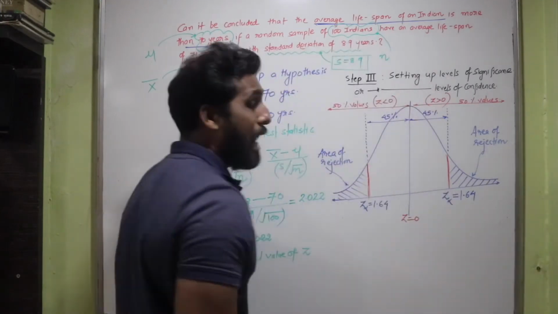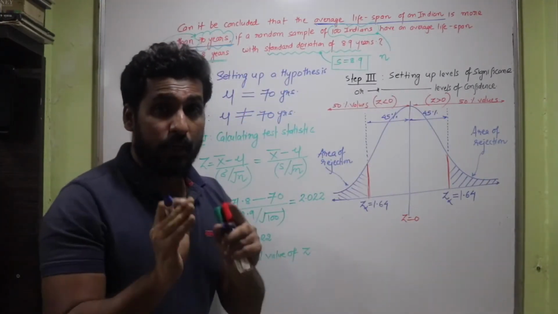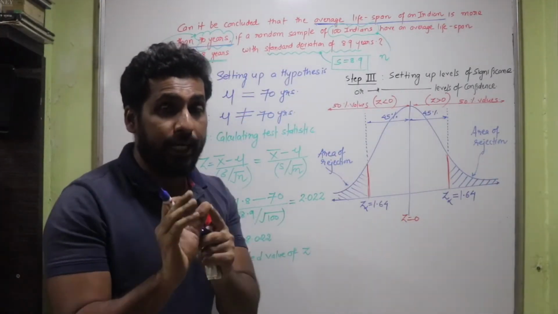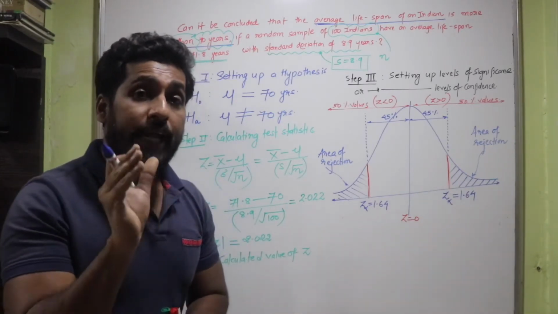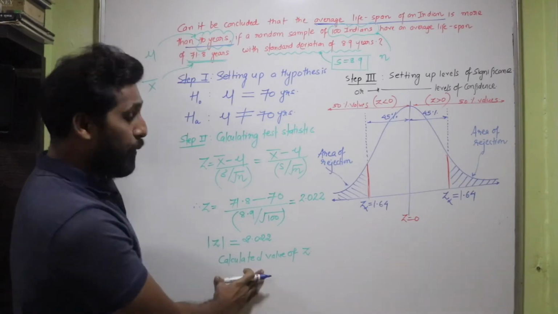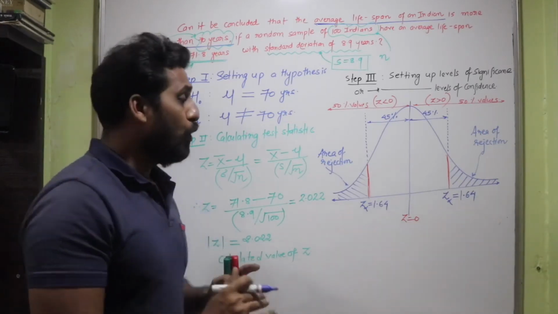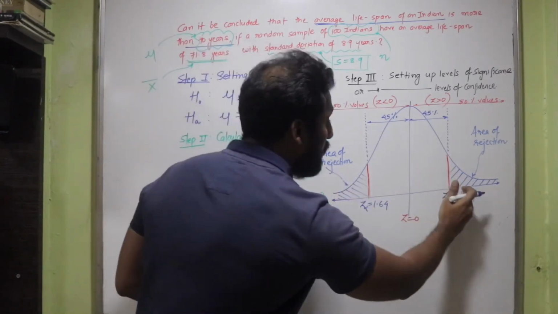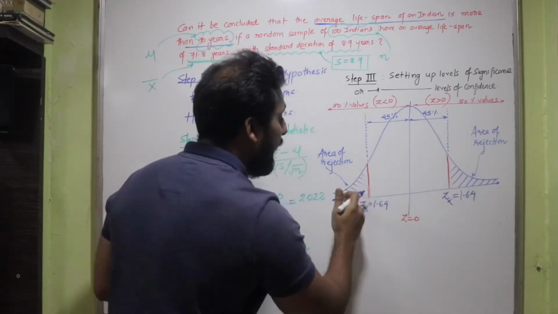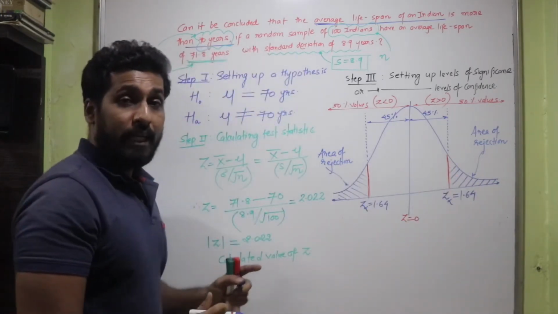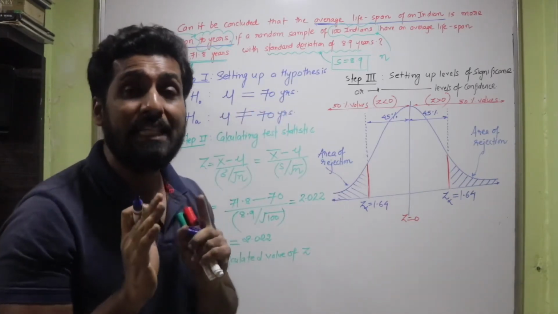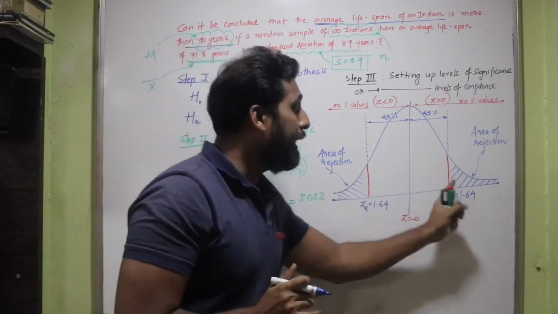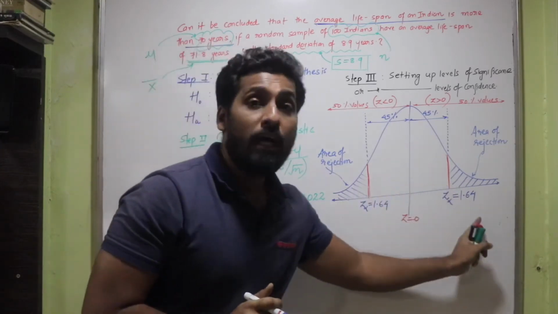Okay, now try and understand. If the calculated value of Z, note down this statement very properly. If the calculated value of Z, which is obtained over here, lies within the area of rejection, then the null hypothesis will be rejected. That is why it is denoted by area of rejection.